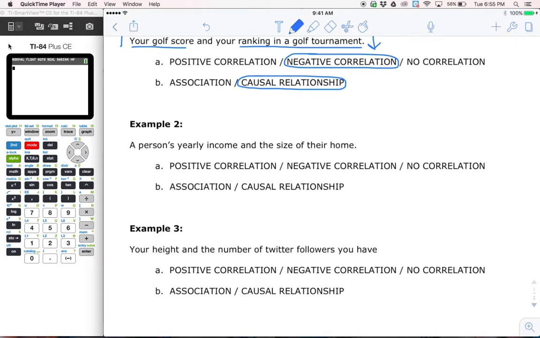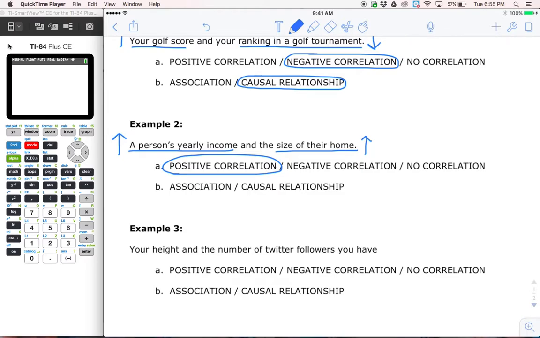Let's look at example 2, which I already touched on. A person's yearly income compared to the size of their home. This is just in general. If a person is making more and more money, the size of their home is probably also increasing. We could probably safely say the more money you make, the bigger your house. Since we're going the same direction, up and up, that's a positive correlation. As one goes up, the other goes up, and as one goes down, the other goes down.